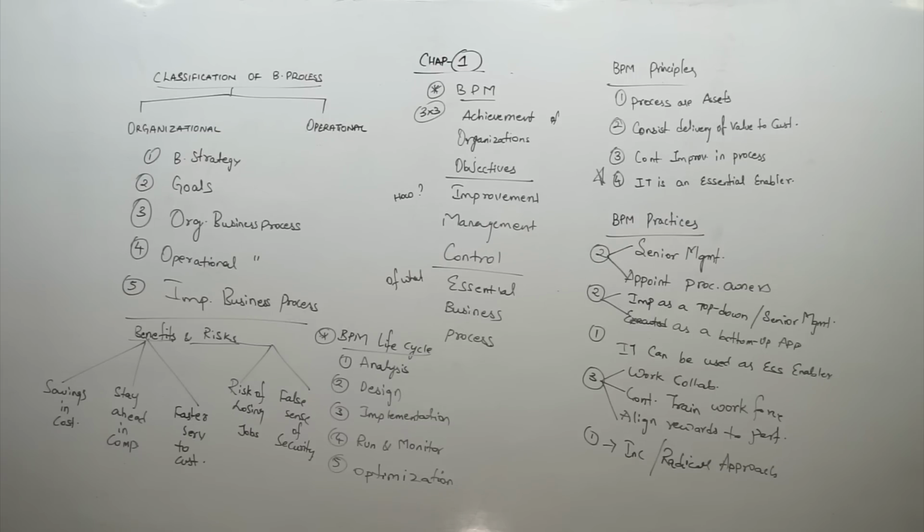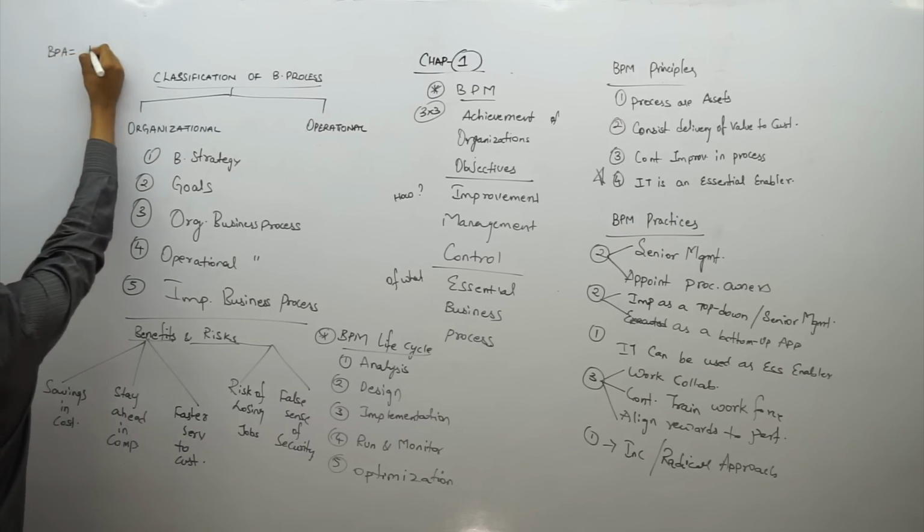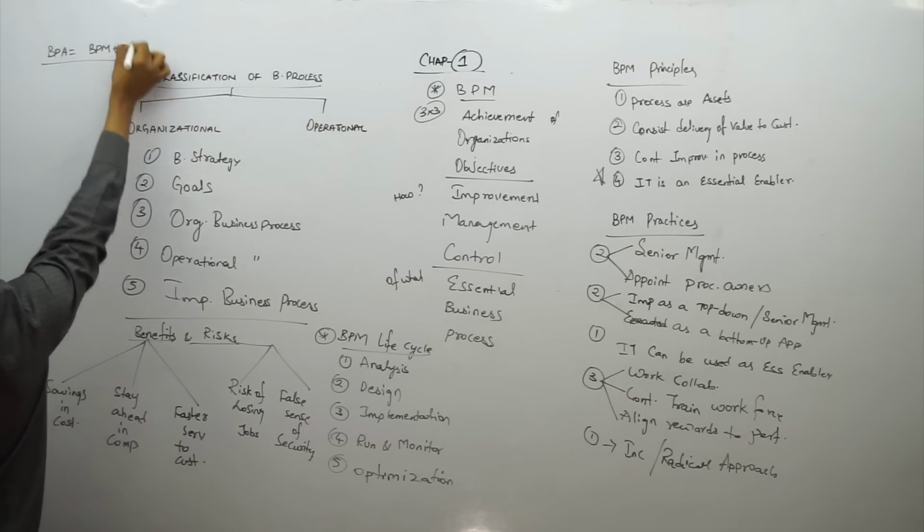There's one small concept called BPM technology, where you can talk about the equation business process management plus IT, BPM plus IT, which is nothing but BPA. BPA is business process automation plus IT. So let me write that equation here for you. BPA is equal to BPM plus IT, right? So this is what it is.